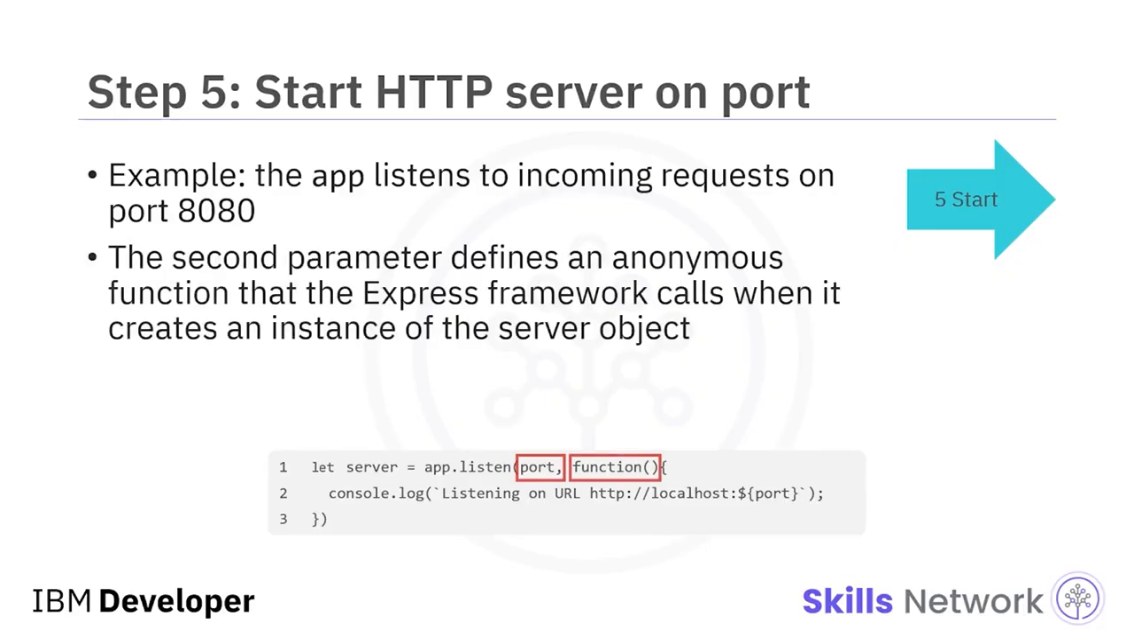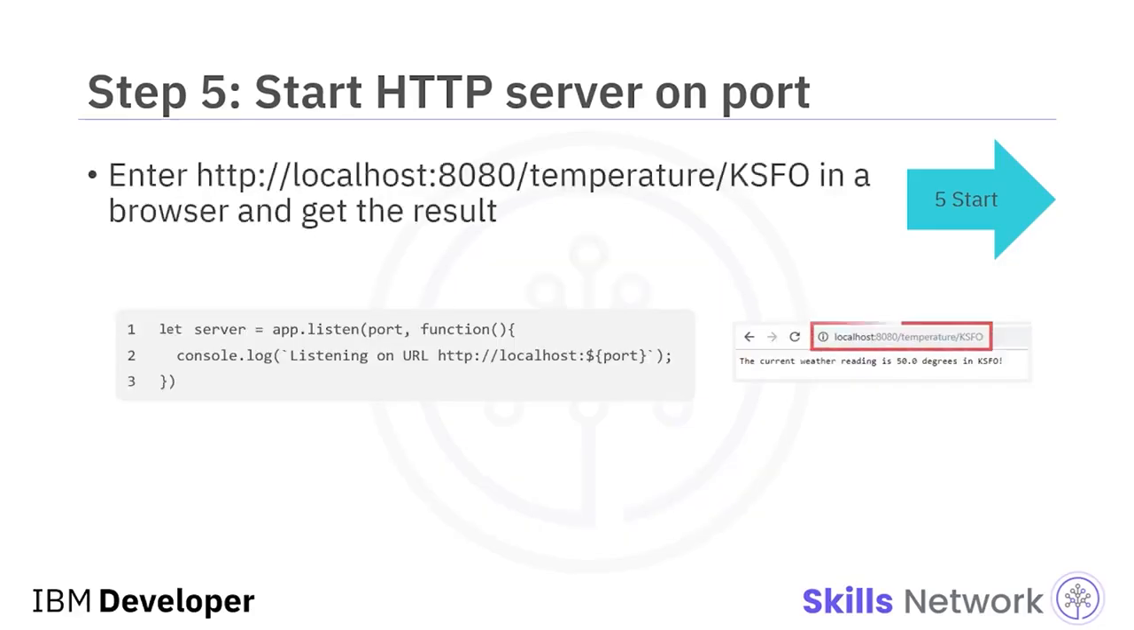The second parameter defines an anonymous function that the Express framework calls when it creates an instance of the server object. For the result, enter the Uniform Resource Locator or URL in your browser.